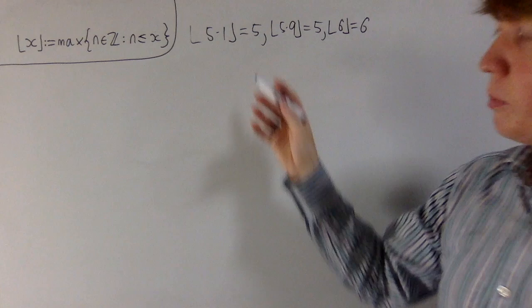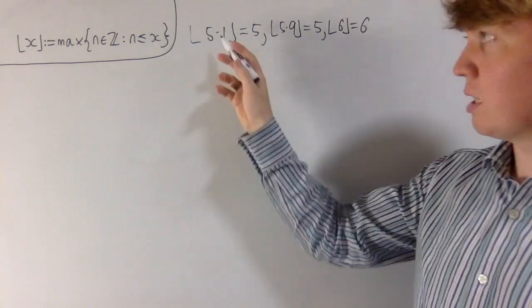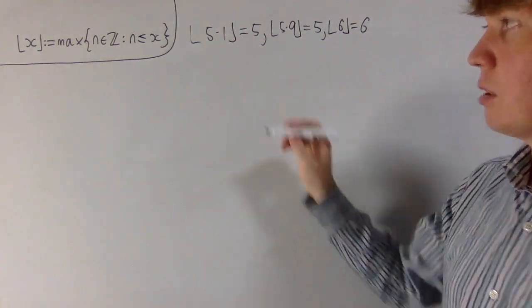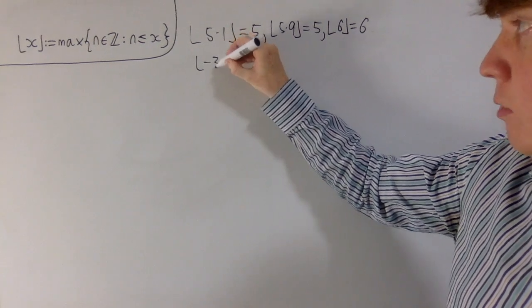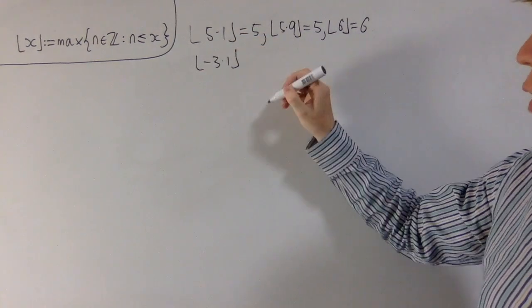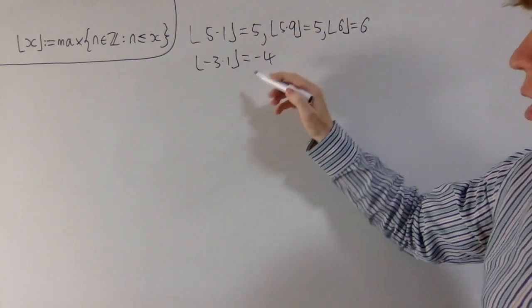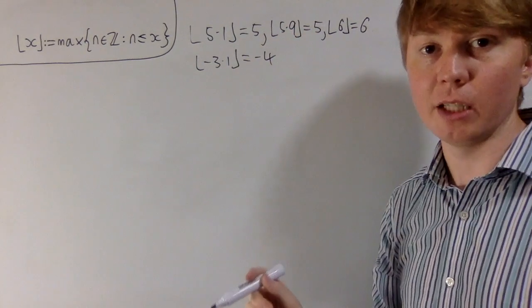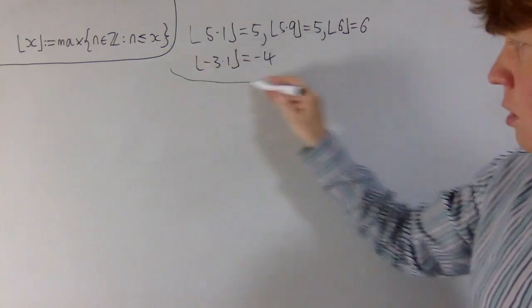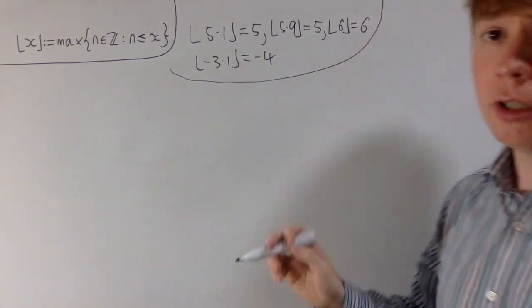So you can think of this, for positive numbers at least, as basically getting rid of the decimal part of the number. We get a slightly different behaviour for negative numbers. The floor function of minus 3.1 is actually minus 4, because it's the largest integer less than or equal to minus 3.1.